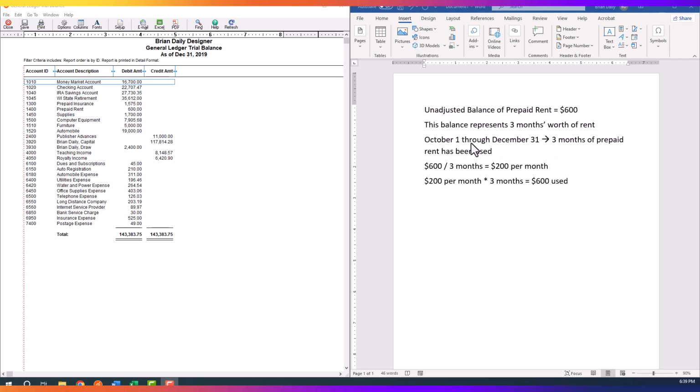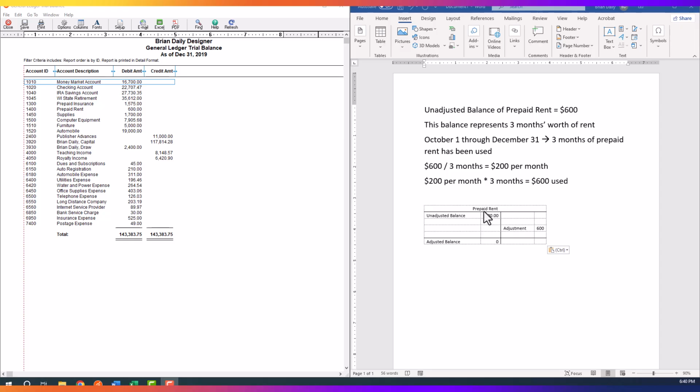So now 3 months have passed because we're doing all the adjustments as of the end of December. So basically all of this has been used. Since all of it's been used, we don't really need to do the calculation because the amount used is 600, but we can see it here. We can say, okay, the 600 was 3 months worth, so divide the 600 by 3 months gives you $200 a month. And since 3 months were used, we multiply the $200 a month by 3 months to get the $600 used. So if we had fully used it, this process would be important. It's very similar to what we did with insurance, but in this case we used all of it. So that's going to be the amount of the adjustment.